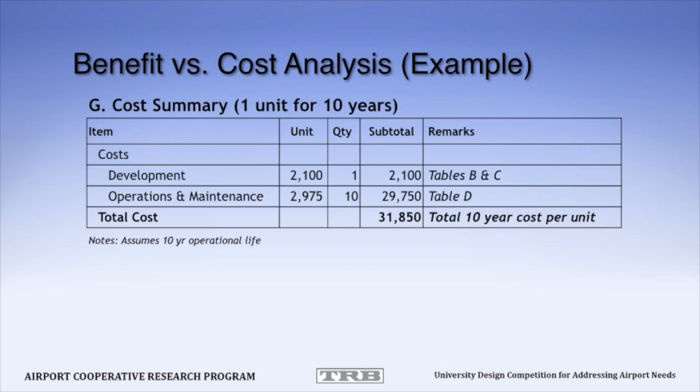Development, as you divide that out by the number of units that you've produced and adding your research and development costs, could approximate, in our example, $2,100 per unit. Same way, and that's a one-time cost. For operations and maintenance, now again, 10 years out, you're looking at maybe $2,900 per year for 10 years. So that works out about almost $30,000 a year. So when you add that cost summary together, that is the cost for providing that unit out in the field.